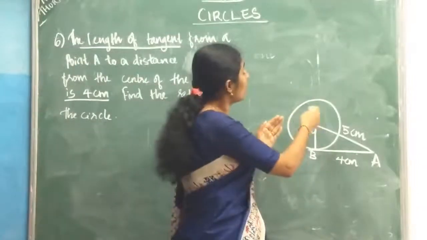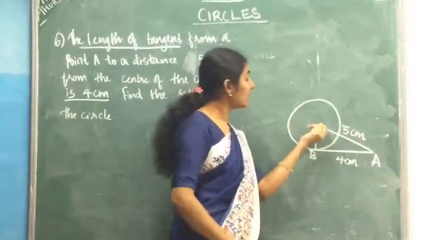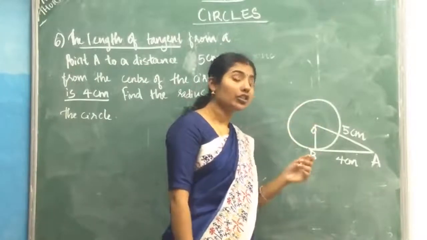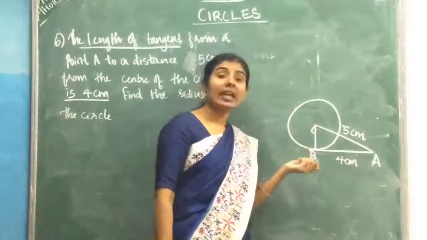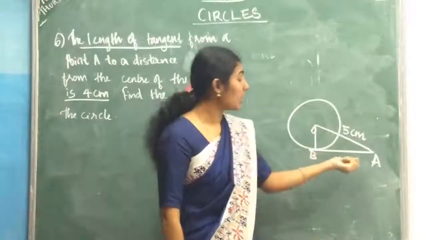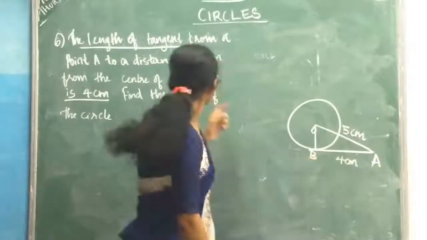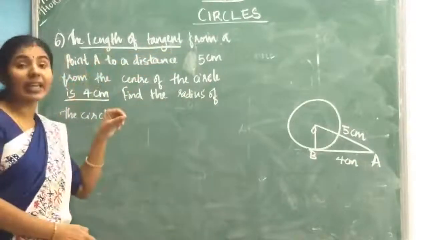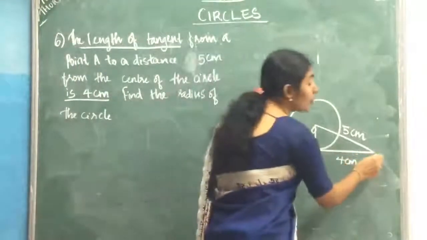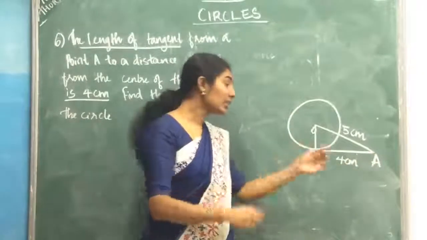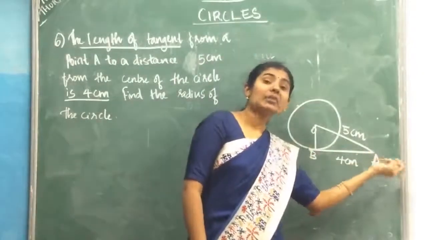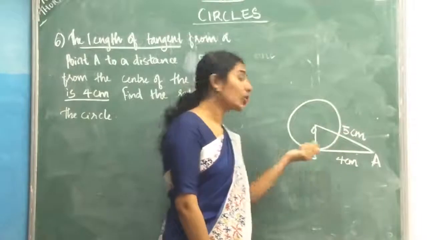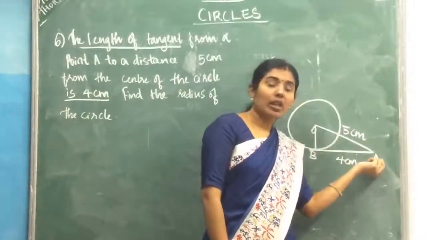Draw one circle, its center O. And draw one tangent; the tangent name I am giving is AB. So see here, the length of tangent from a point A. That means from this point A we are drawing the tangent. So A is the external point.